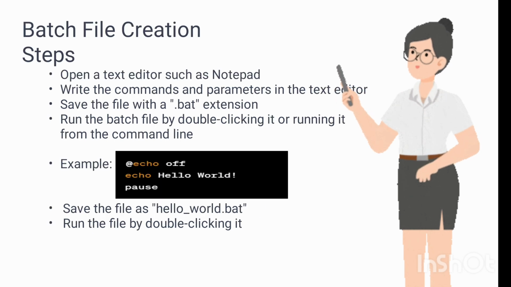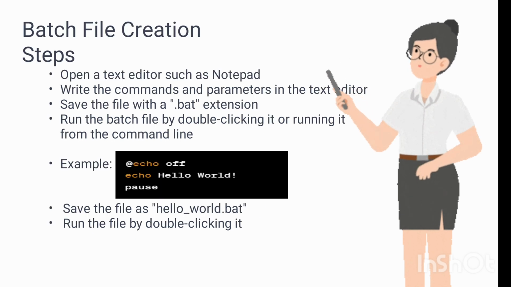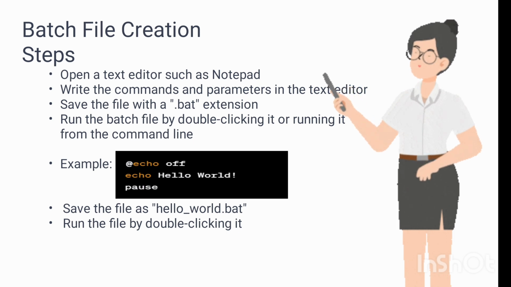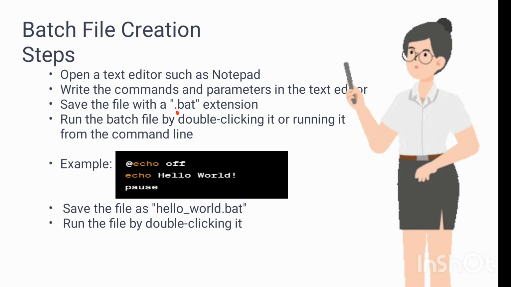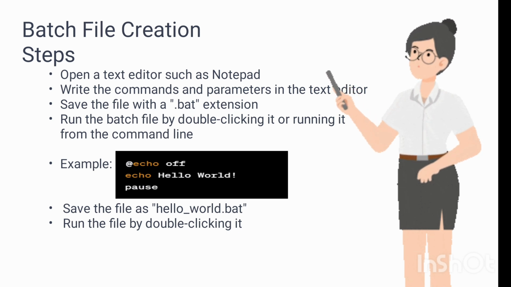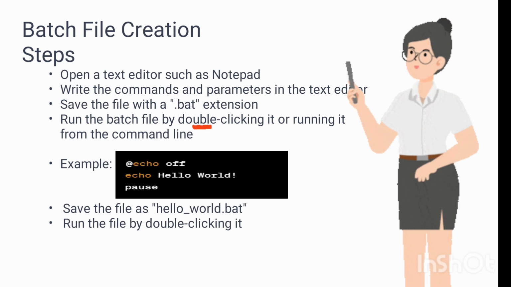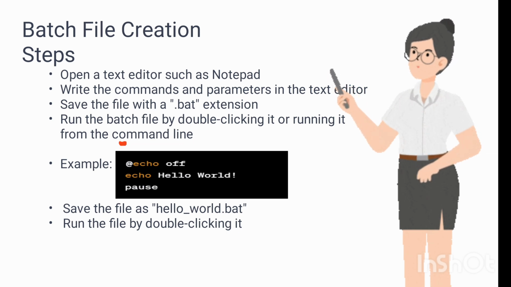Now, let's understand how to create a batch file. The process is straightforward and consists of a few simple steps. First, open a text editor such as Notepad. Then, write the commands and parameters in the text editor. Next, save the file with .bat extension, which indicates that it's a batch file. Finally, you can run the batch file by double-clicking it or executing it from the command line.